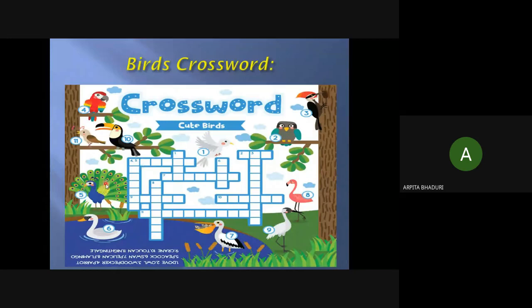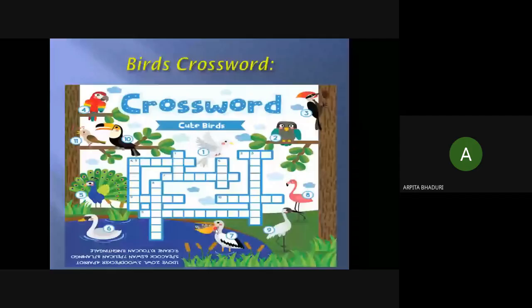Sixth one, what is this? It is floating on the pond, on the lake. Being quite beautiful. You can see duck. You can see swan. Okay, swan is also correct. That is also correct. Yes. Swan. And the number seven.